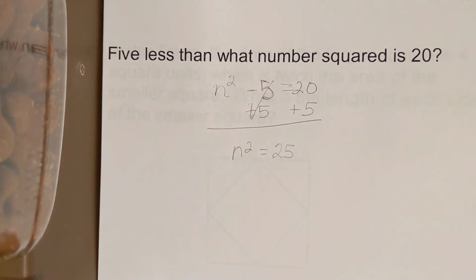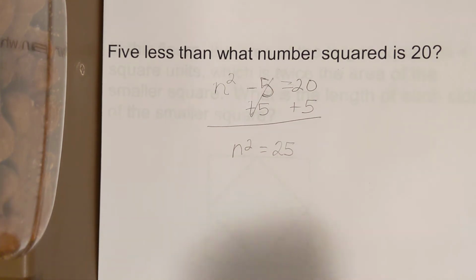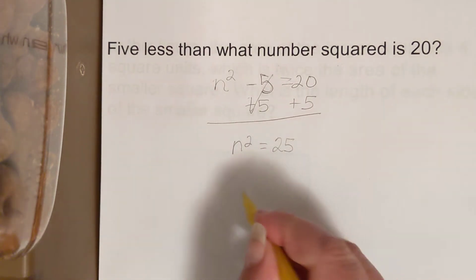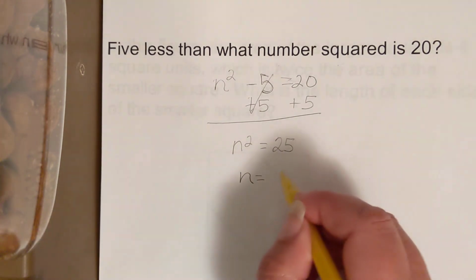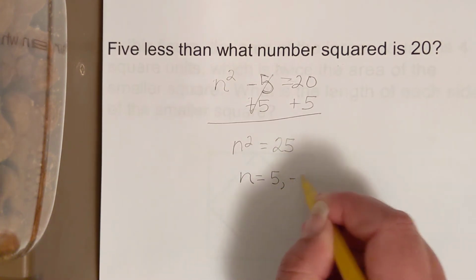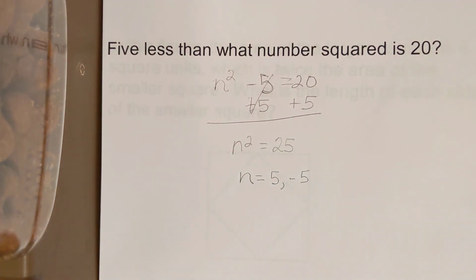The last step in this problem then is to take the square root of both sides. So the square root of n squared is simply going to be n. The square root of 25, again there are two answers. I have a positive 5 and a negative 5.